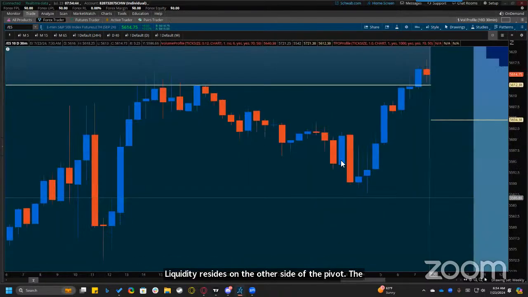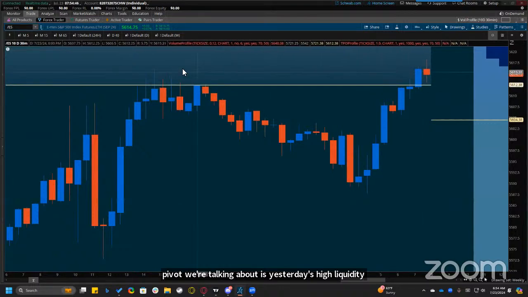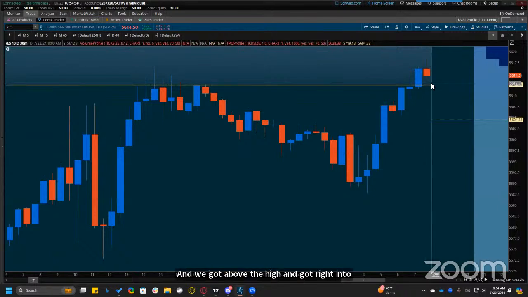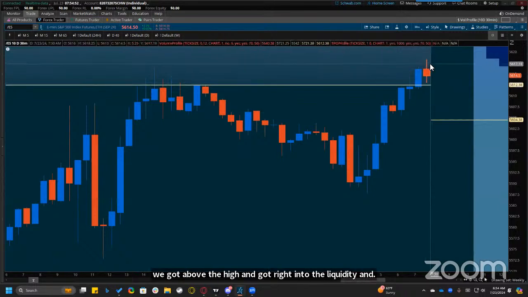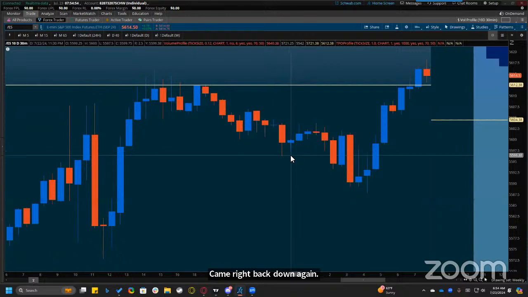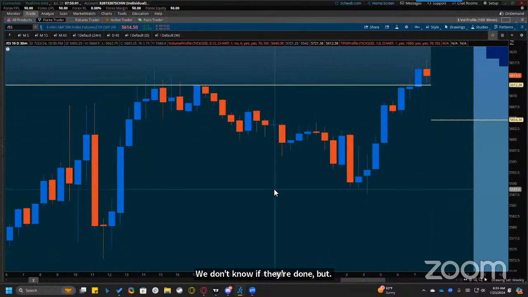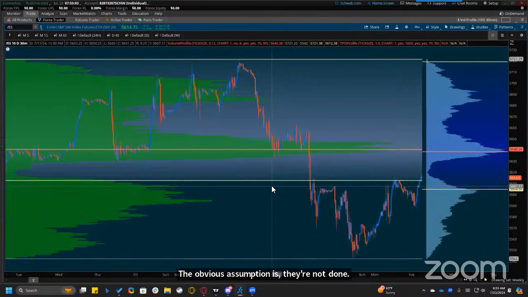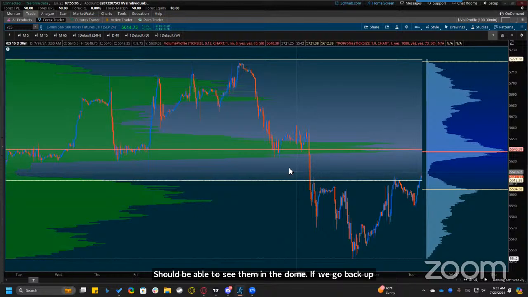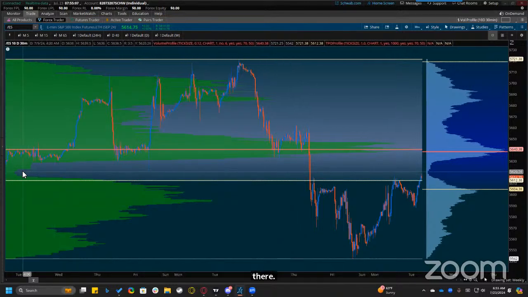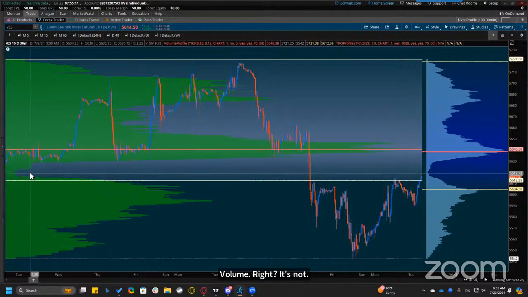We've already seen that this morning. We broke out and got above the high and got right into the liquidity and came right back down again. There's sellers sitting right there. We don't know if they're done, but the obvious assumption is they're not done. Should be able to see them in the dome if we go back up there. This is looking at old volume, right? It's not current orders on the dome and even today's volume.